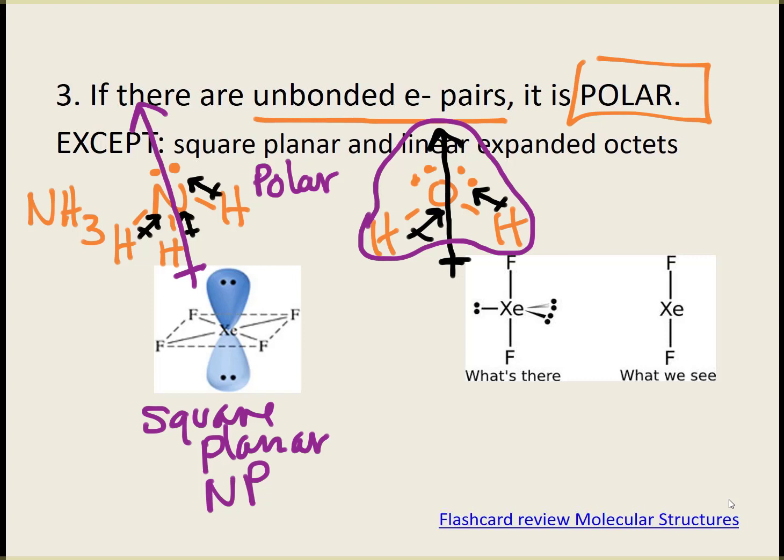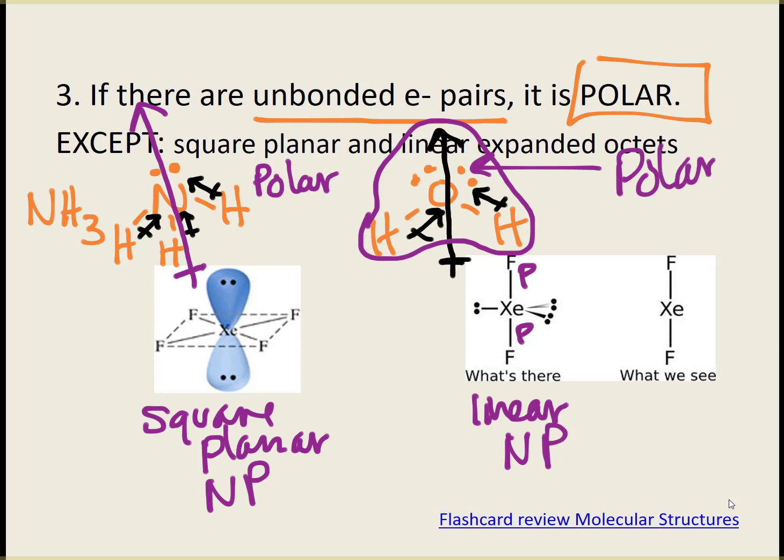And the other expanded octet is this linear shape. So this is a variation of the trigonal bipyramidal, but I have 3 unbonded electron pairs. And as long as you have the same polar bond, in this case, the xenon-fluorine bond appears twice, they will cancel each other out and it will be nonpolar. So again, if you see dots, chances are it's polar, except for these 2 shapes.